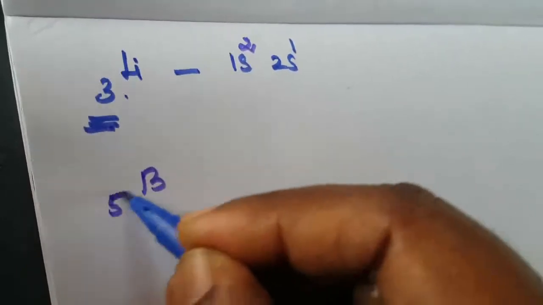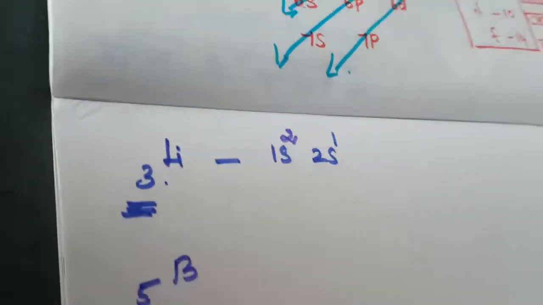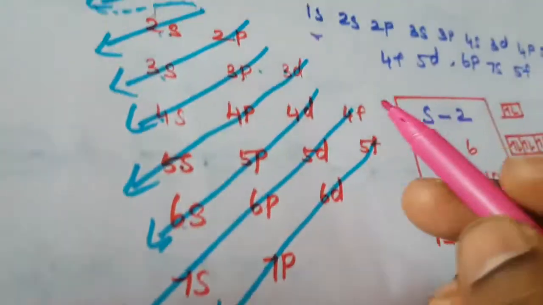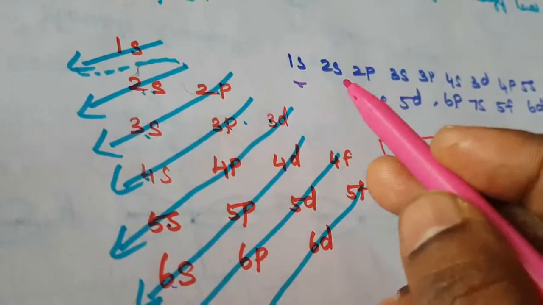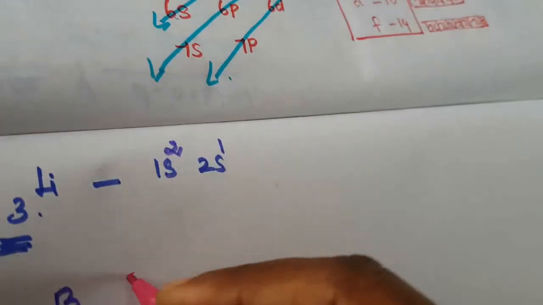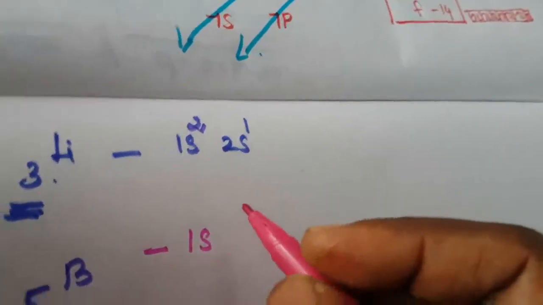Boron, atomic number 5. How to write the electronic configuration? This is the order: 1s, 2s, 2p. First, 1s, the s orbital. Maximum how many electrons, I told you? So that is the way I am writing here.